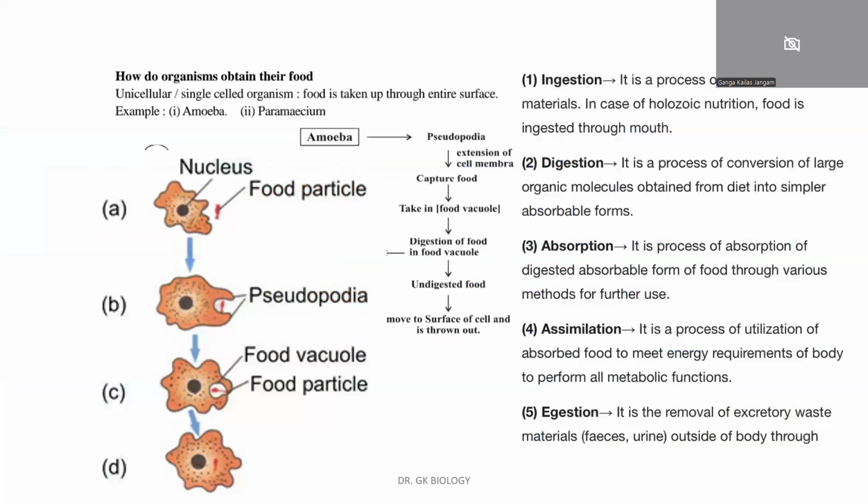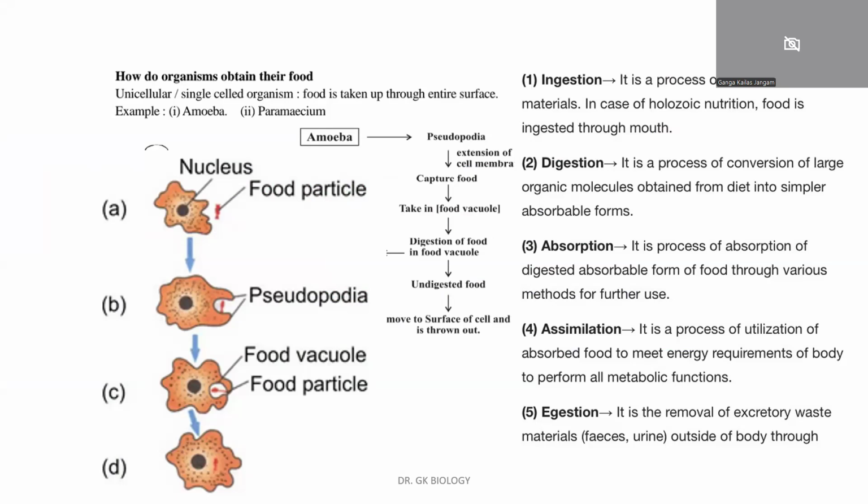Coming to the next one. Actually, most of the time in your CBSE exam, they ask the difference between the parasitic mode of nutrition and the saprophytic mode of nutrition. Along with that, we have to learn the holozoic mode of nutrition even in single-celled organisms like amoeba and paramecium. We will also learn the elaborate content regarding digestion in human beings.